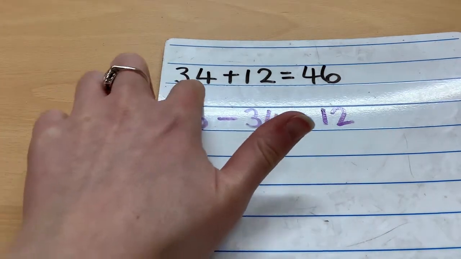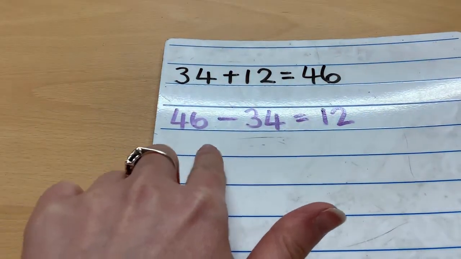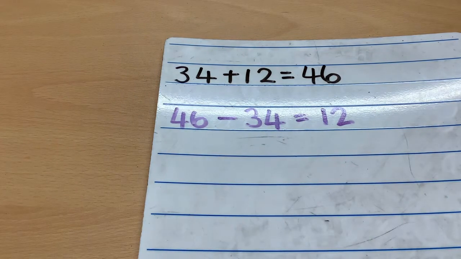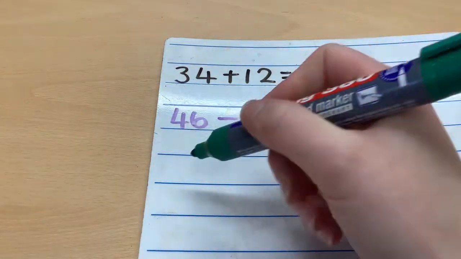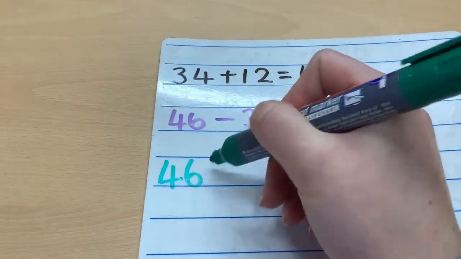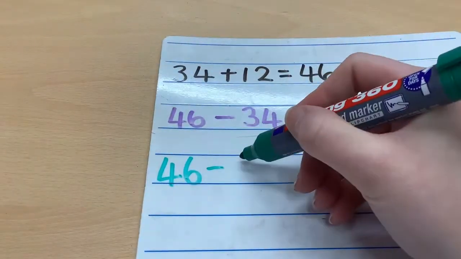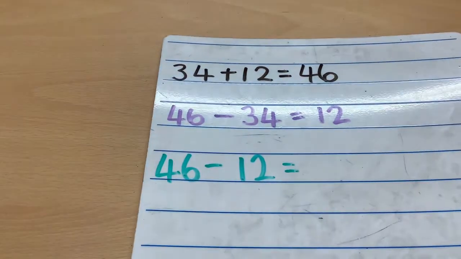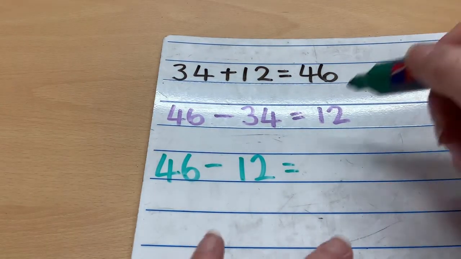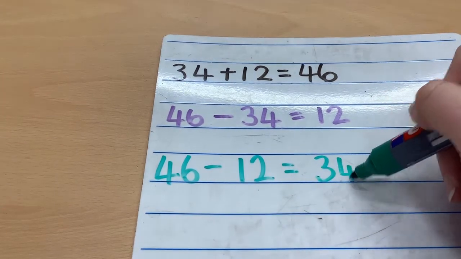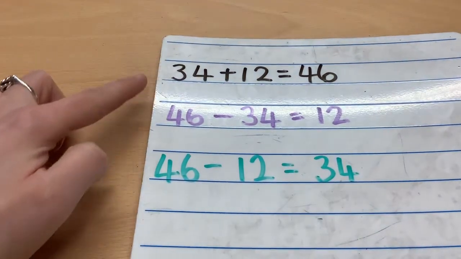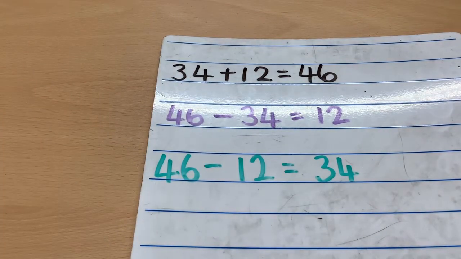Can you see the numbers in the addition calculation and the numbers in the subtraction calculation are the same, they're just in a different order. Now there is another subtraction calculation that you could do. I'm going to take the total again, 46, but this time I'm going to subtract 12. And 46 subtract 12 equals 34. So once again, can you see in all three calculations, I have used the same three numbers.